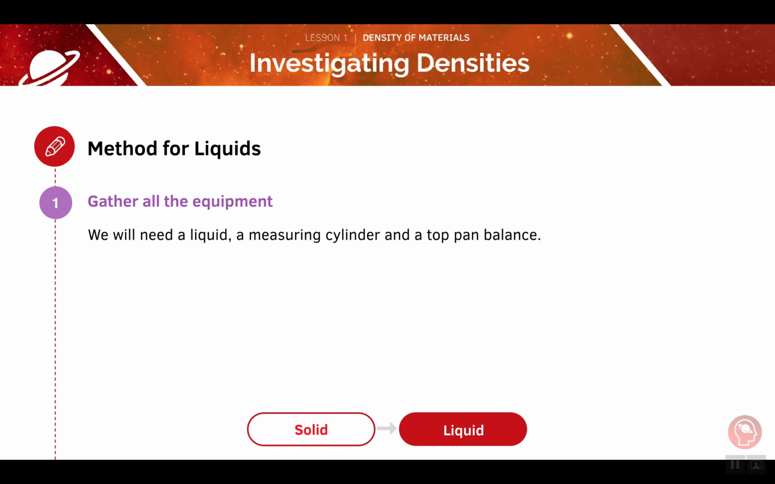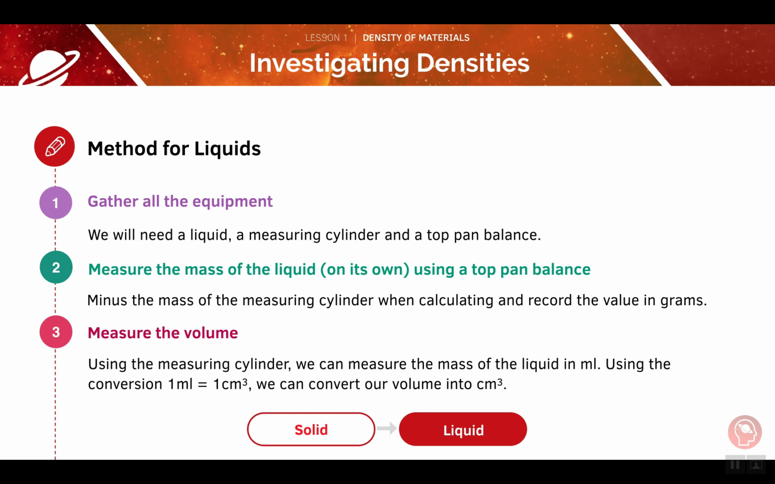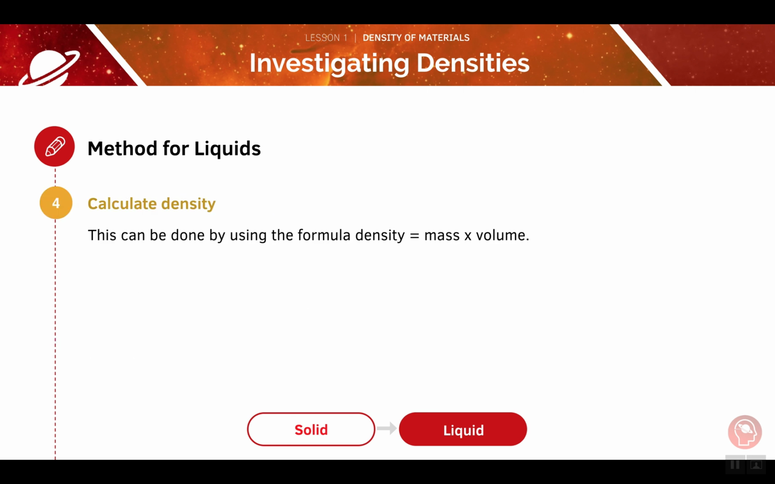Now let's look at the method for liquids. As always, our first step is to gather all the equipment. For this experiment, we need a liquid, a measuring cylinder, and a top pan balance. To measure the mass of the liquid on its own, we'll have to subtract the mass of the beaker. To measure the volume of the liquid, we simply use a measuring cylinder. Now that we have our values, we can calculate the density of the liquid.